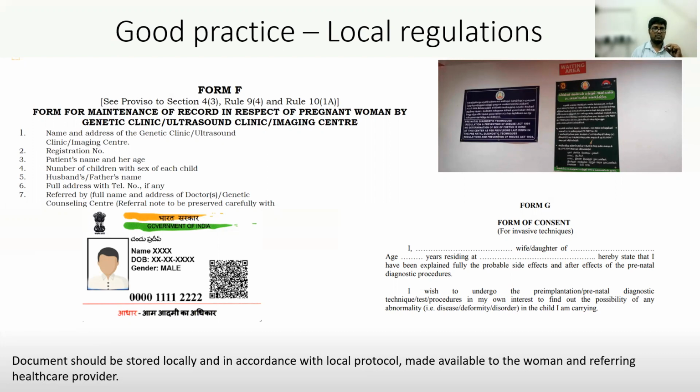The other thing is we should know about Form F. Form F is something where the demography of the patient is entered along with the RCH ID of the patient and the Aadhaar card details as well. And another form, Form G, the consent form in the local language, has to be also collected from everyone. These documents should be stored locally and given to the corresponding authority in accordance with the local protocol.